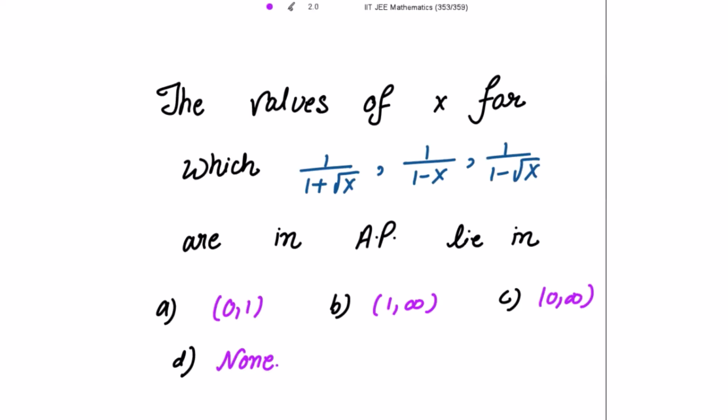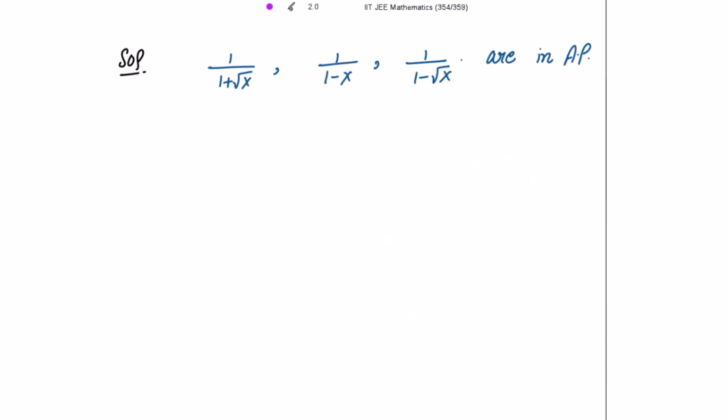We need to find the values of x for which these terms are in AP. So in which interval x lies, we need to find that. It is given to us that these terms are in AP and we need to find the interval for x. For the first term to be defined, x should be greater than equal to 0, right?